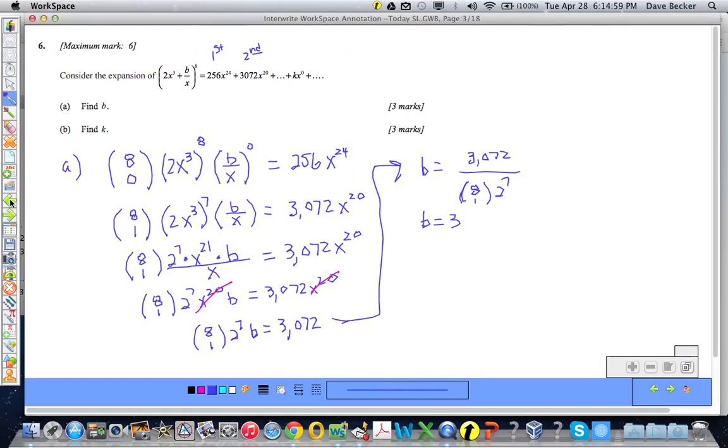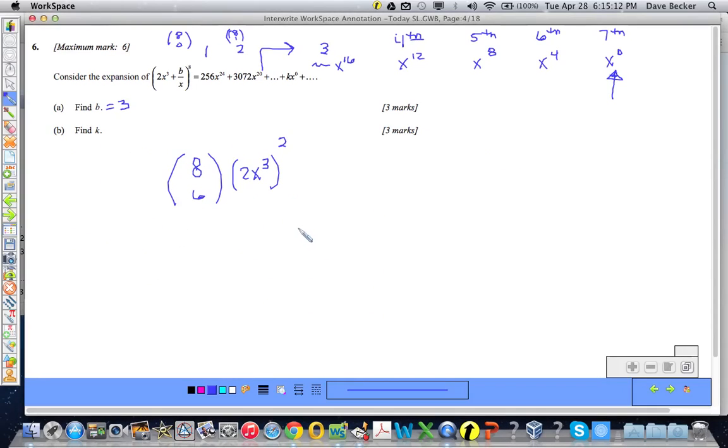In fact, I'll show you. See, this was 8 choose 1. This is to the 7th power. You can think of that as n choose r, n minus r, or 8 minus 1 is 7. So that's always the case when you expand a binomial using the choose. Okay, so that's 2x cubed squared multiplied by b over x. Now we know that b is equal to 3, so instead of b, I'm going to put in 3 over x, and that's going to be to the 6th power.